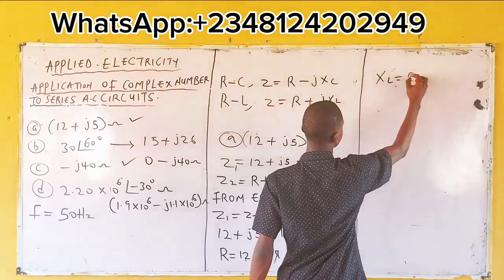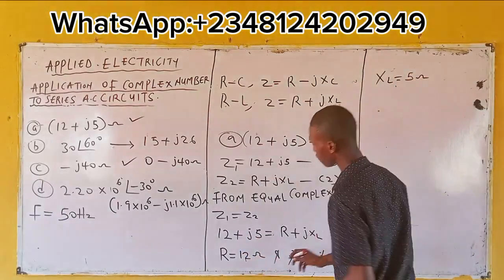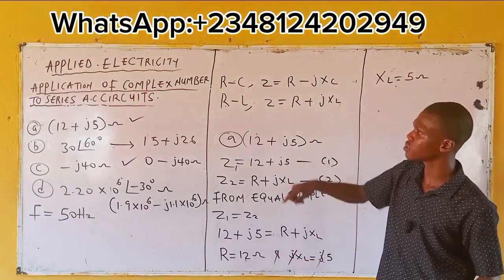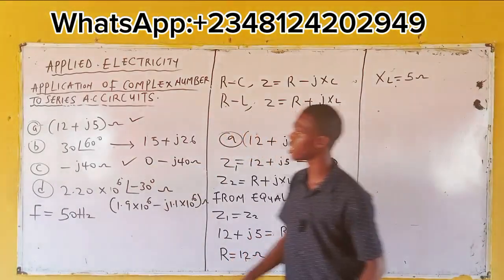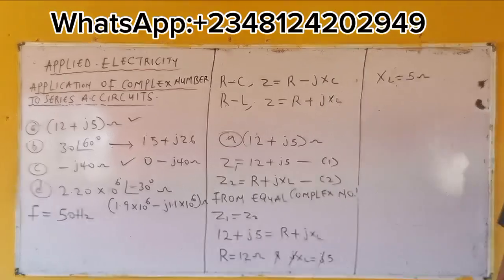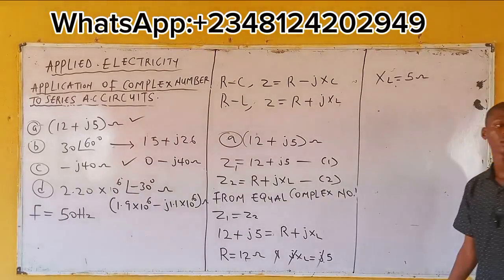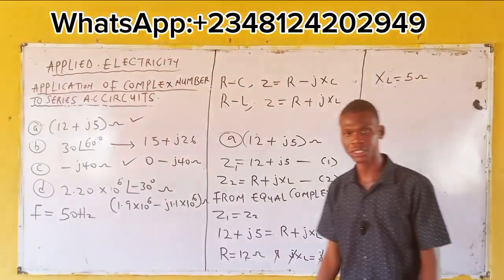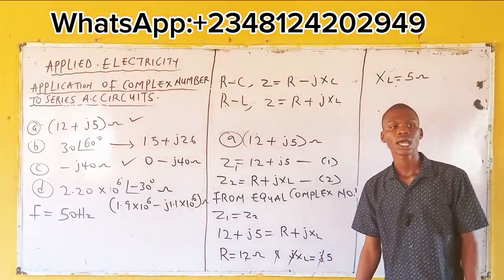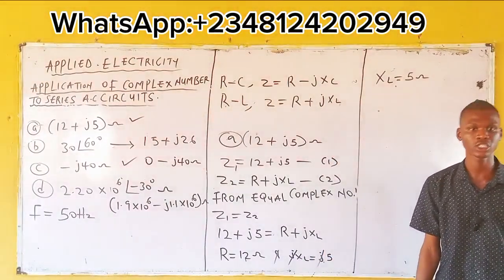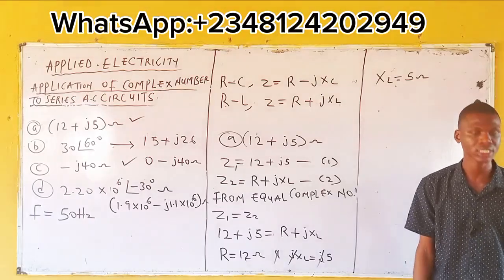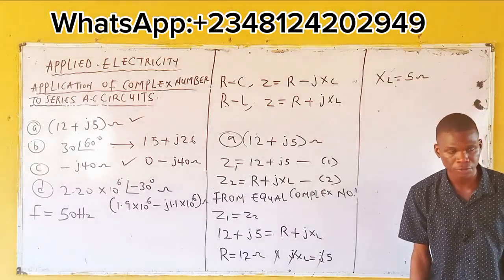XL is equal to what? 5 ohms. Now, from here, go back to that question. Given this impedance, what are you asked to calculate? The question says: determine the value of resistance and the series connected inductance or capacitance for each of the following impedances.